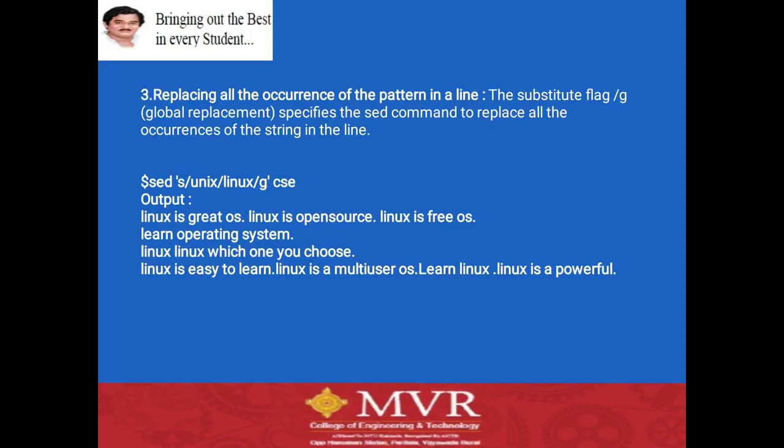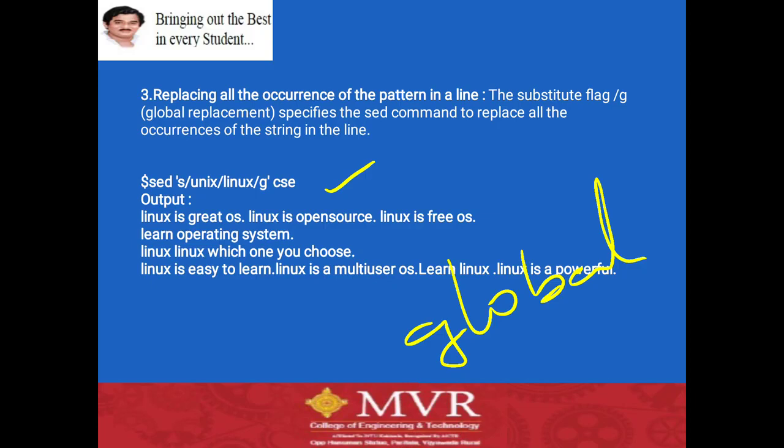Then, can we replace all the Unix at once? Yes, we can also do that. For that, we need to specify G in place of 2. In the previous example, 2 meant the second occurrence would be replaced. Whenever you use G, which stands for global, global means all. So wherever you find Unix in that file, it will be replaced by Linux.